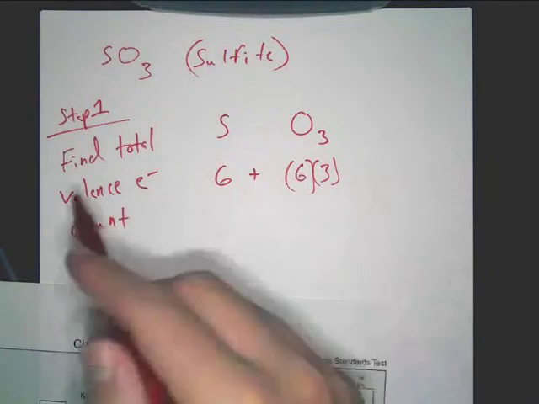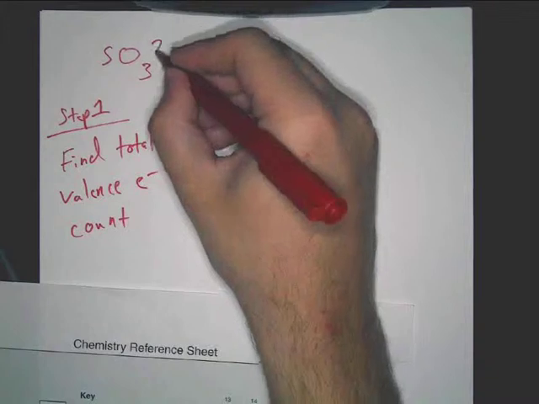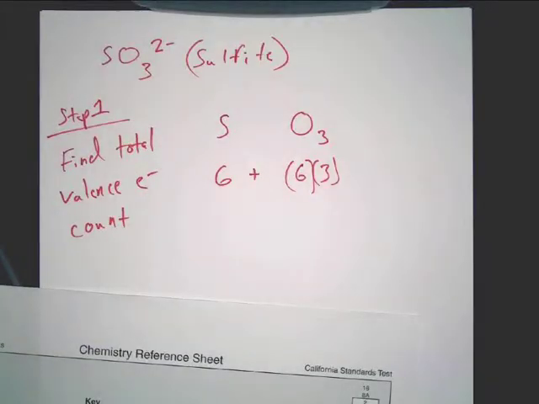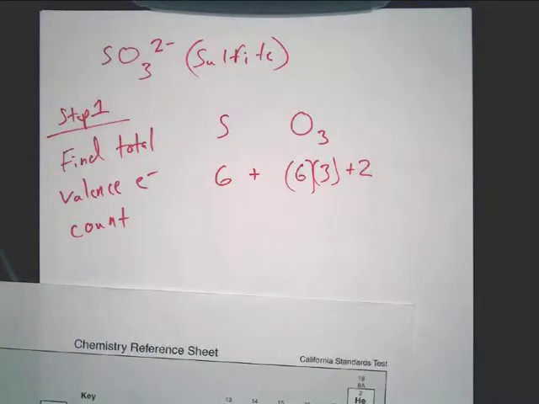Now, there's one other thing that's not shown on here yet. If you look up sulfite on your ion chart, what is the ionic charge? -2. Sulfite is -2. Now, what does that mean? It means that there are 2 more electrons, because the negative indicates there are more electrons than protons. So since we have a -2 charge, we're going to add 2 more electrons to our total valence count.